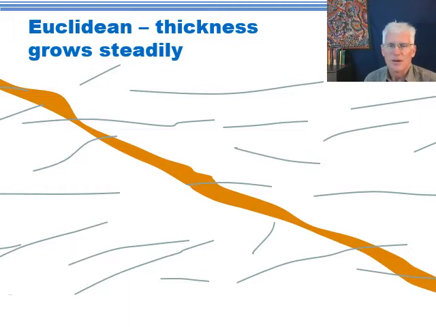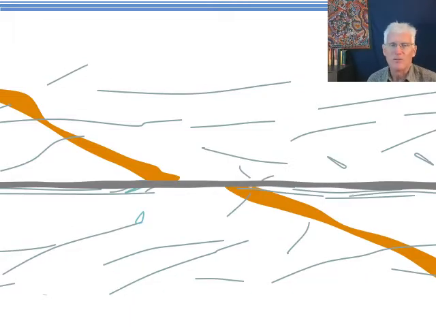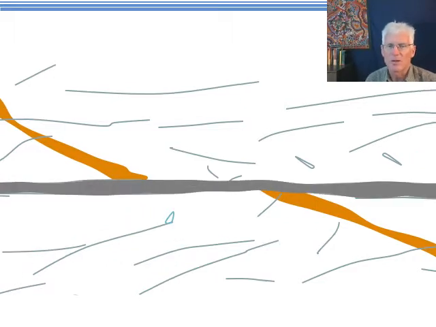So the next picture would be after some displacement. You can see that there's more fracturing going on, but there is now a fairly continuous core zone or gouge zone. And with more displacement, you would expect that to just get thicker and thicker as time passes.